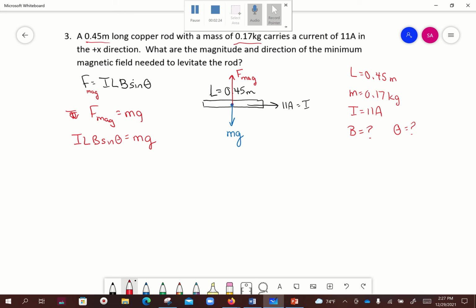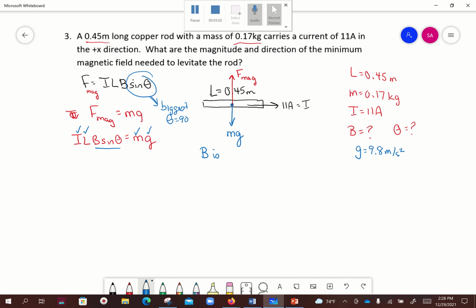All right, so I've got I, I've got L, I've got m. g we know is 9.8 meters per second squared, that's just a constant from Physics 1. So I've got everything except B and sine theta. What are we going to pick for sine theta? Well, we want the minimum, the smallest amount of magnetic field. So that means we want sine theta to be its biggest, and that means theta is going to be equal to 90 degrees. So my magnetic field is going to be either into or out of the page.